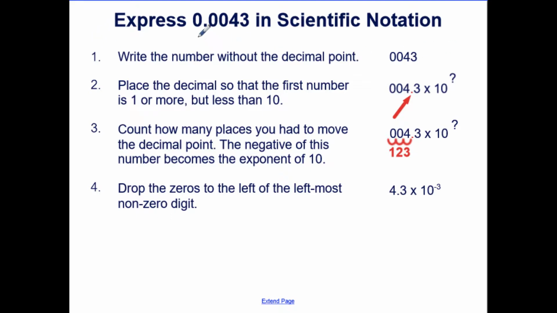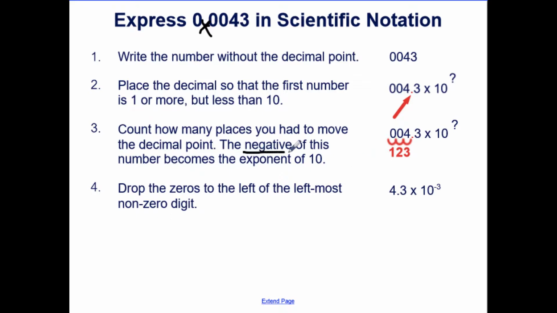First, they wrote the number without the decimal point, so they got rid of it. They're going to place a new decimal so that the first number is 1 or more but less than 10, the same as when it was a large number. We're going to count how many places you have to move the decimal, and the negative of this number becomes the exponent of 10 because it's a really small number and a decimal. We need it to be a negative exponent.